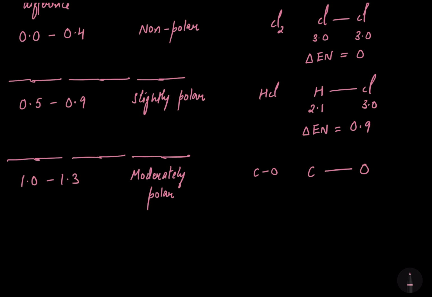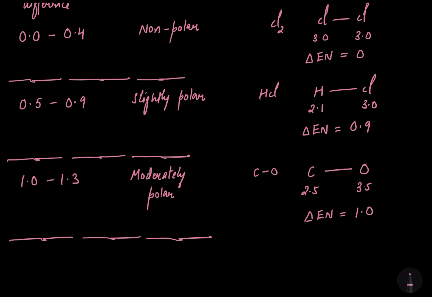The electronegativity value for oxygen is 3.5 and that for carbon is 2.5. So here electronegativity difference for this bond is 3.5 minus 2.5 comes out to be 1.0. So this bond is moderately polar. Now let's come to the fourth range.